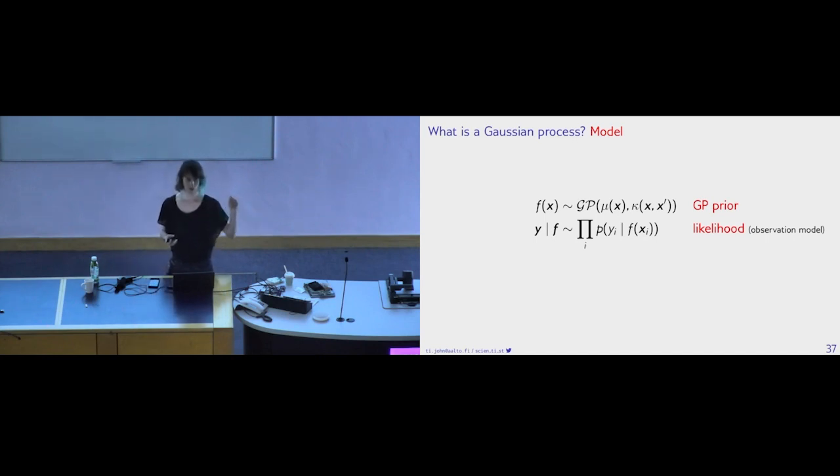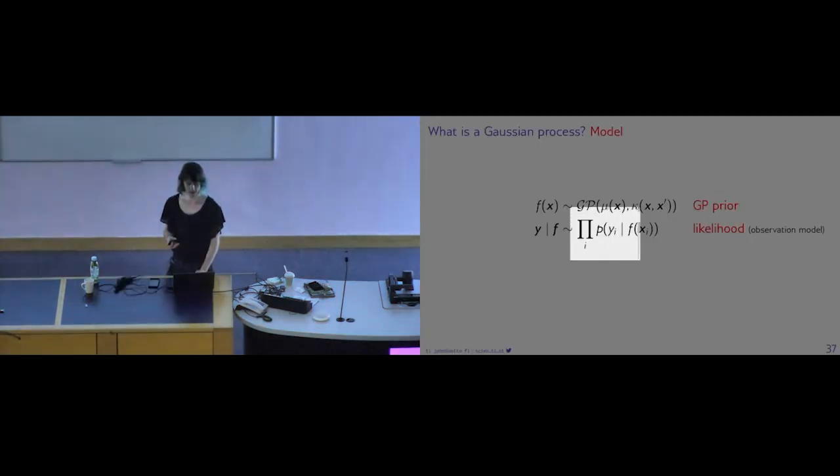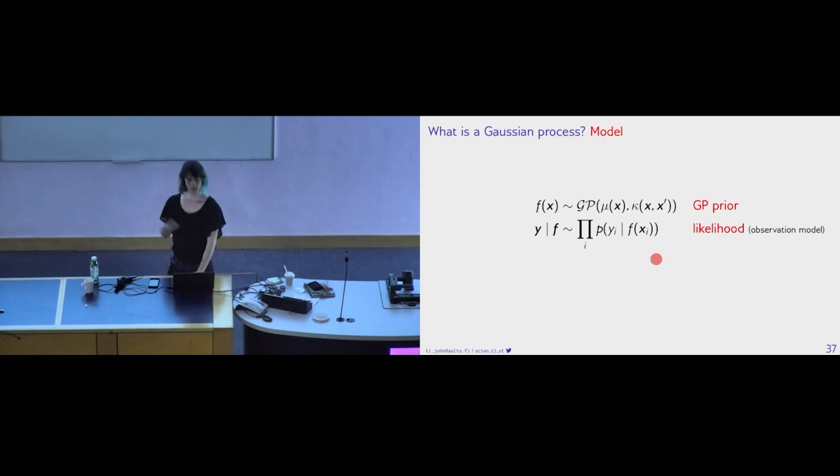So here, the bold Y is the vector of all the observations in our training data set outputs, and then the bold F is the vector of function values at the training data set features or inputs. And then often we make this factorizing assumption that given the latent function, all the data points are conditionally independent. So that's the generative model. What do you do in Bayesian models if you want to learn from data?